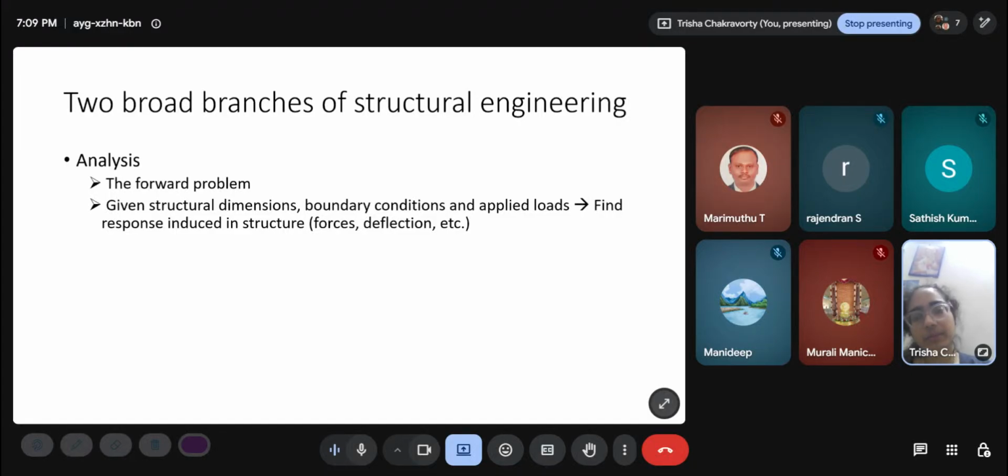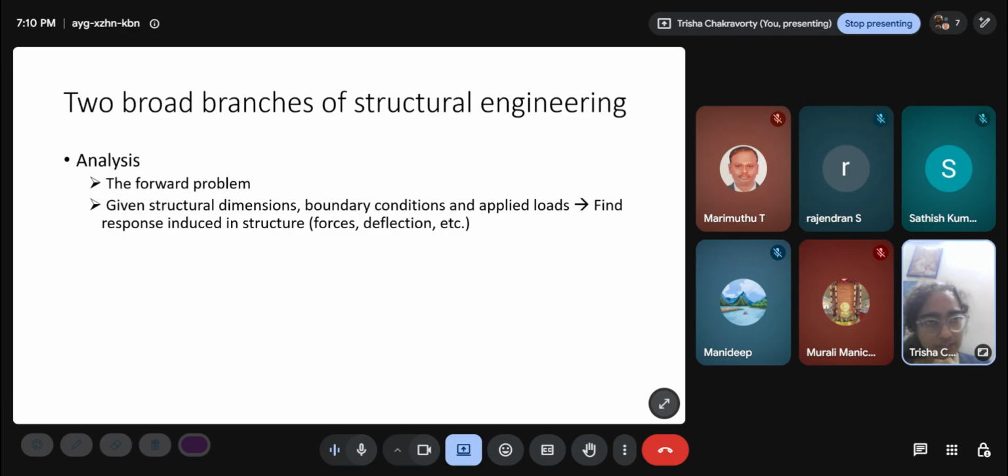So, suppose you have a beam and you would have studied bending moment diagram, shear force diagram. That is analysis because we know the structural dimensions. That means we know the width and depth of the beam, we know the length of the beam, we know the boundary conditions. Boundary conditions are like fixed, hinge support, roller support, and all that. So we know everything about the structure, and we also know everything about the applied loads. It could be a UDL, a triangular load, a point load, an applied moment, any sort of loading.